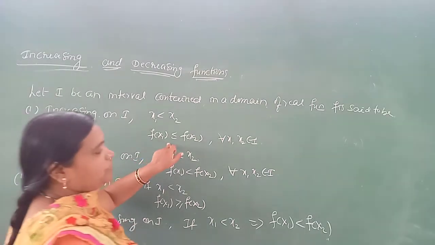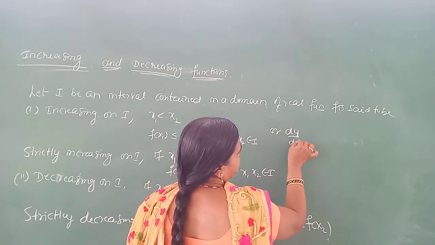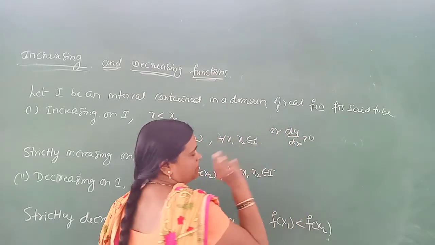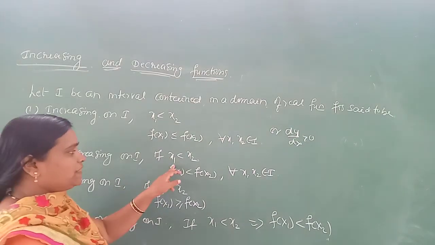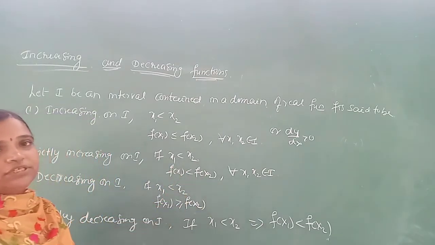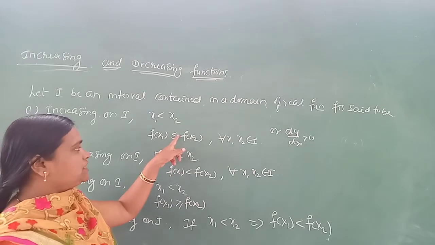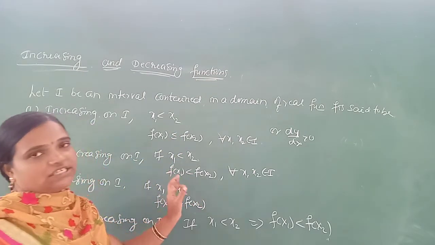Okay, either you can remember this or you can remember that dy by dx is positive. Anyone you can remember. Next, strictly increasing function. If x1 less than x2, f of x1 is strictly less than f of x2. Just concentrate here, for increasing we consider less than or equal to, but for strictly increasing we consider only less than.